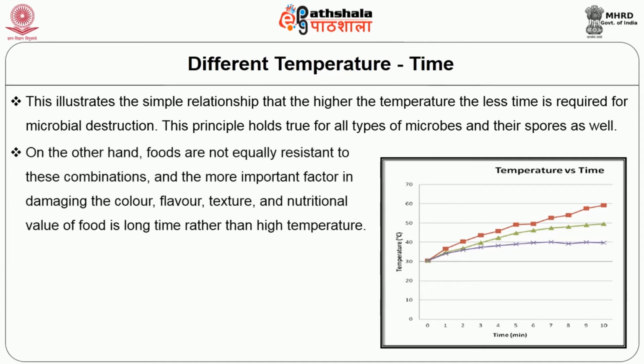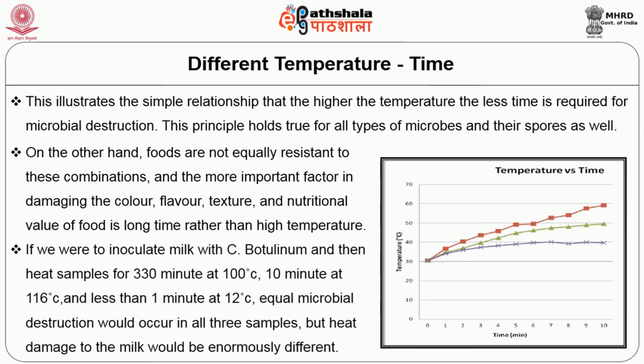On the other hand, foods are not equally resistant to these combinations, and the more important factor in damaging the color, flavor, texture and nutritional value of the food is long time rather than high temperature. If we were to inoculate milk with Clostridium botulinum and then heat samples for 330 minutes at 100 degrees Celsius, 10 minutes at 116 degrees Celsius, and less than 1 minute at 127 degrees Celsius, equal microbial destruction would occur in all three samples, but heat damage to the milk would be enormously different.